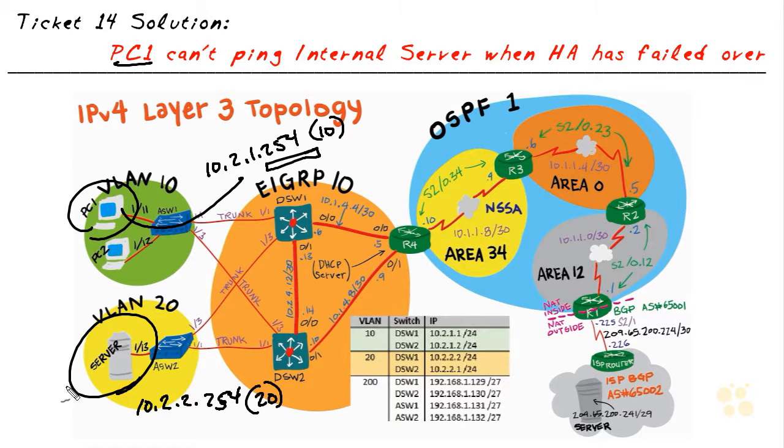We'll set up those IP addresses. Let's do a quick baseline to see whether or not PC1 can connect to the server. And then what we can do is go ahead and fail one of these devices over to see whether or not it still works. And if it doesn't, which based on the trouble ticket it shouldn't, we can then go ahead and troubleshoot that.